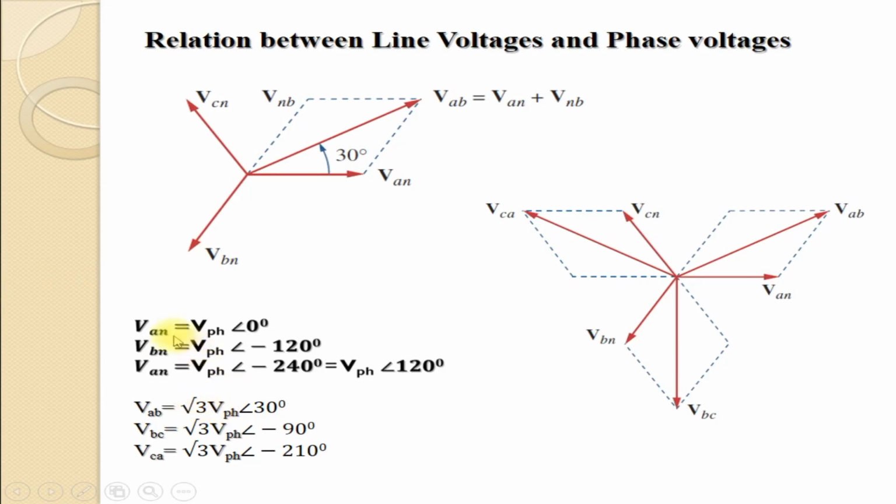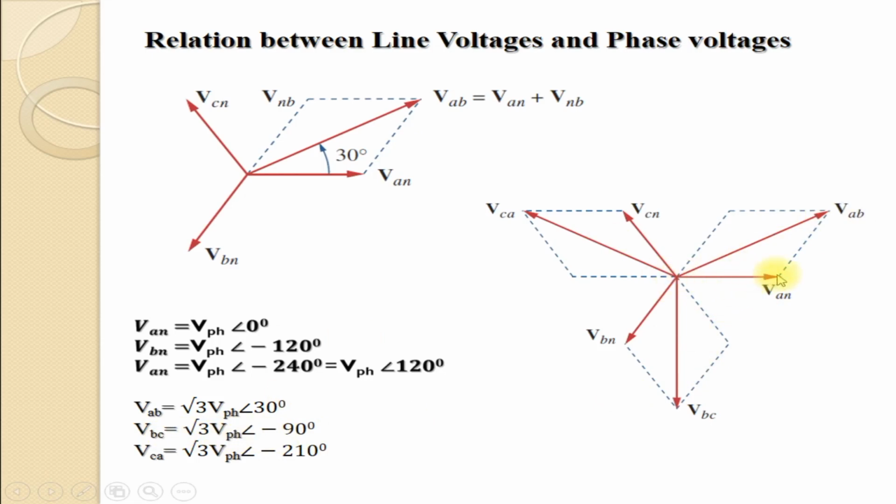So finally we get these relations. If the expressions for the phase to neutral voltages are VPH angle 0, VPH angle minus 120 degrees and VPH angle minus 240 degrees, then the line voltages, if we are following ABC sequence, are as follows. VAB can be represented as root 3 VPH, that is the magnitude, angle 30 degrees. That is clear from here because the voltage VAB is leading with respect to VAN by 30 degrees, and VBC is equal to root 3 VPH angle minus 90 degrees.